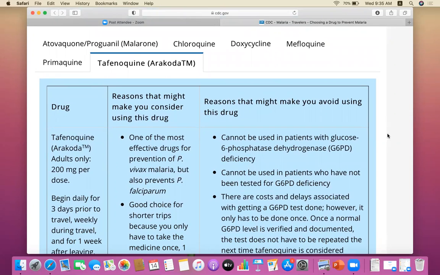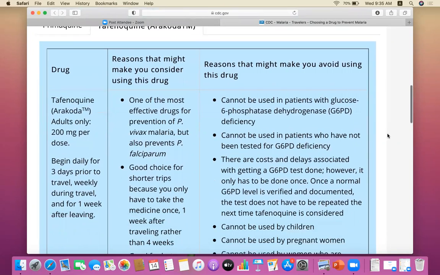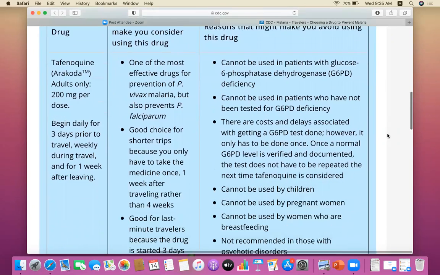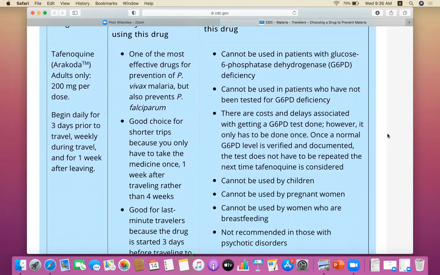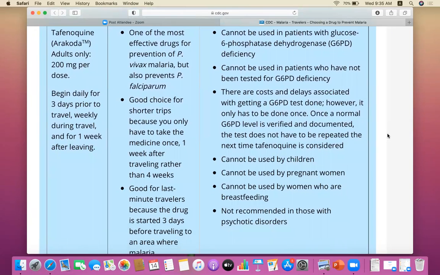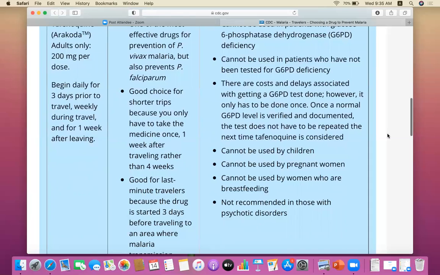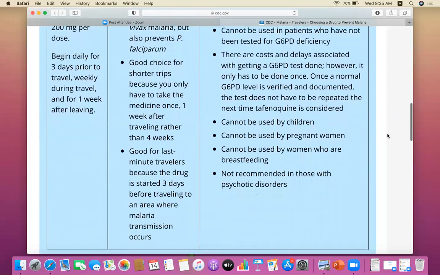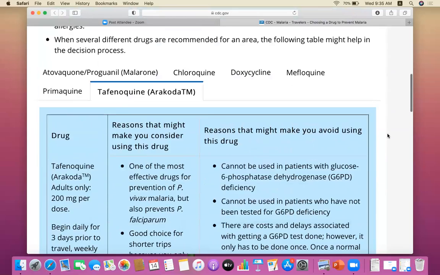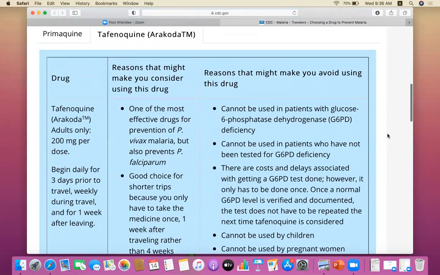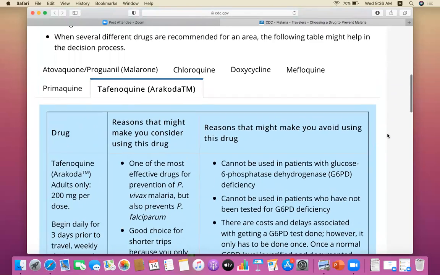So it's very important. It cannot be used in patients who have not been tested. Same, it cannot be used by children, pregnant women, or women who are breastfeeding, and is not recommended in those with psychotic disorder. So the same precautions apply for primaquine and tafenoquine.